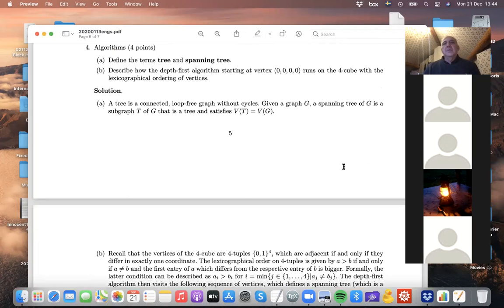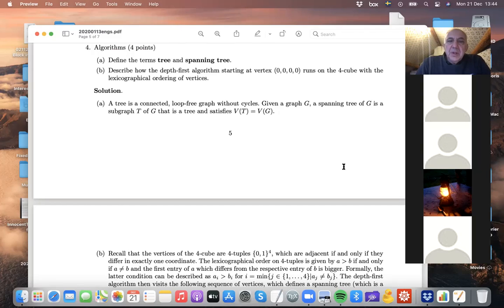Now problem 4 is about algorithms. We have to define the tree and the spanning tree. And then there is something about how we should label vertices, which one can think of as vertices of the 4-dimensional cube. I can explain this. Okay, we'll start with the tree.